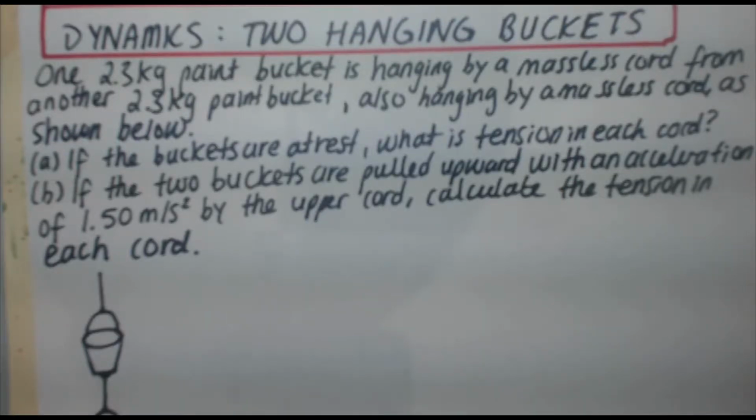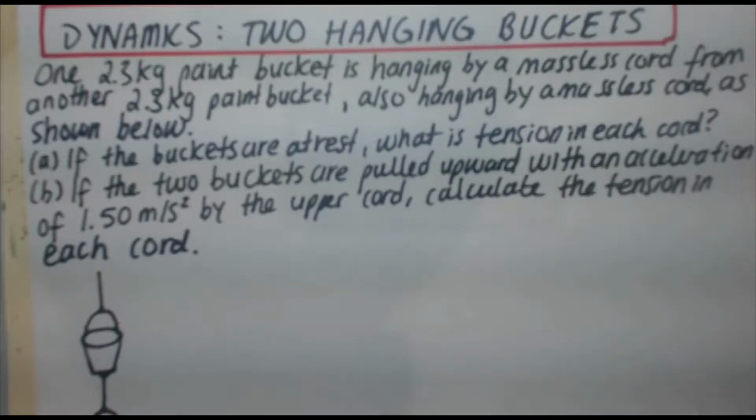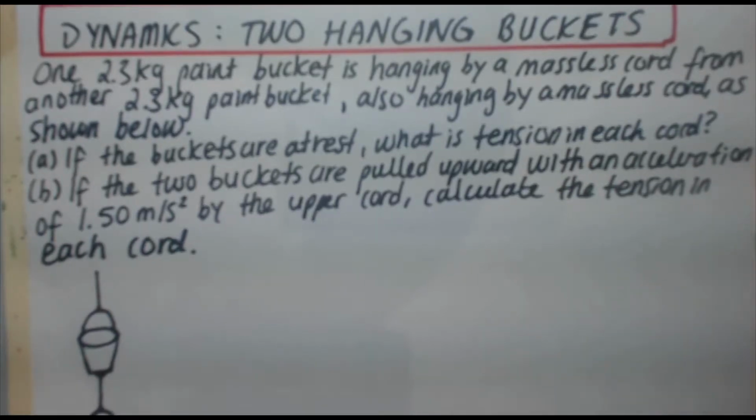One 2.3 kilogram bucket is hanging by a massless cord from another 2.3 kilogram paint bucket, also hanging by a massless cord, as shown below. A. If the buckets are at rest, what is the tension in each cord? B. If the two buckets are pulled upward with an acceleration of 1.50 meters per second squared by the upper cord, calculate the tension in each cord.